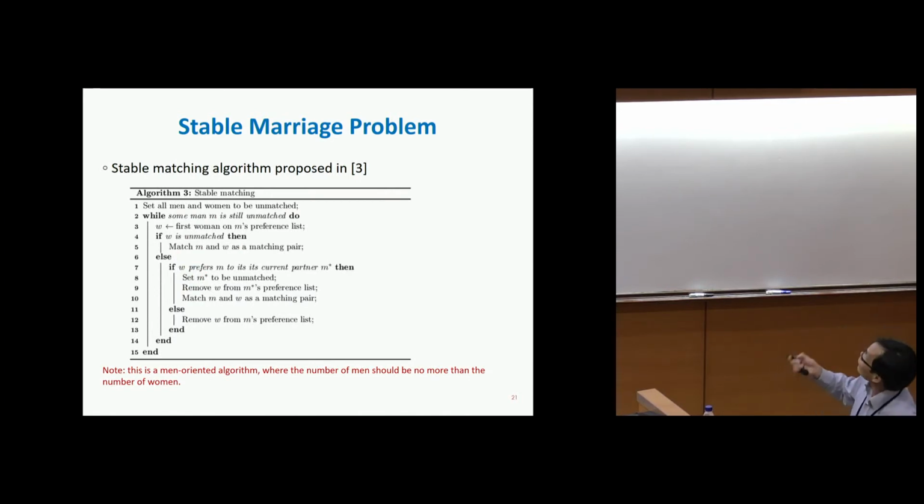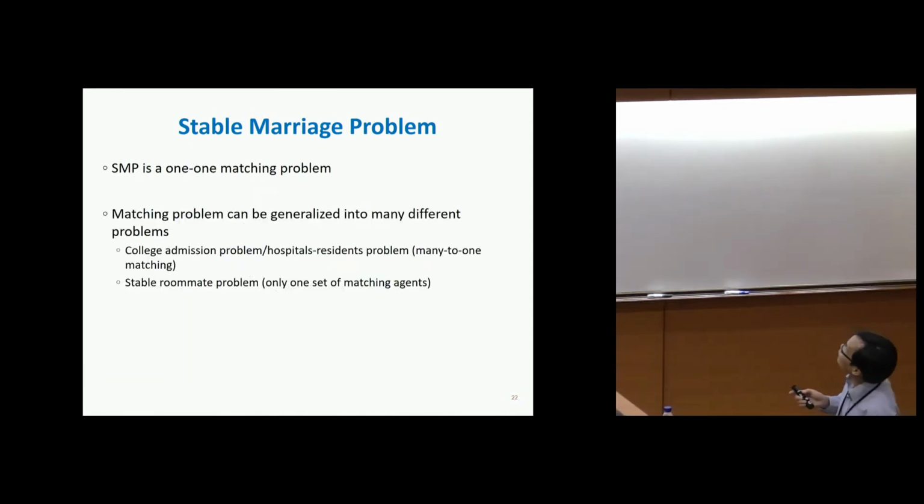So this is the implementation. You set all men and women to be unmatched. This is a man-oriented algorithm. So while a man is still unmatched, you pick a woman. If the woman is unmatched, then you match them. Otherwise, you match her to the man she currently prefers, and then you take the other one away. So this is not very difficult to implement. This algorithm is basically a one-to-one matching.